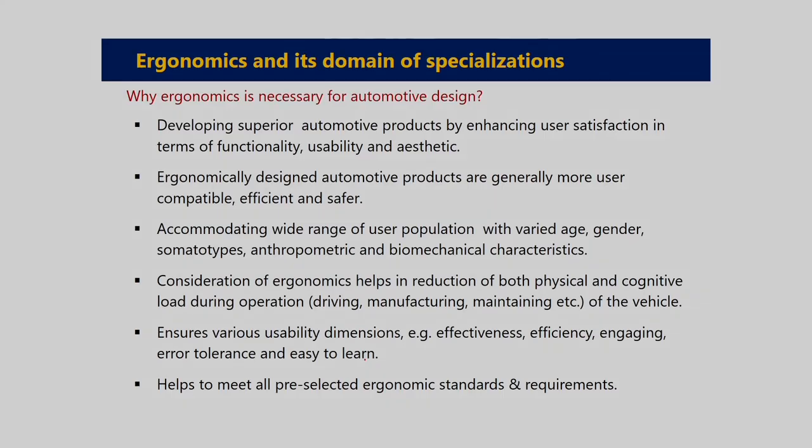Consideration of ergonomics helps in reduction of both physical and cognitive load during operation. So, a vehicle should be designed in such a way that while the operator, any user, is using that vehicle or automotive product, his cognitive as well as physical load for operating that vehicle should be as low as possible. Next, ensure various usability dimensions like effectiveness, efficiency, engaging, error tolerance and easy to learn. This has to be ensured. Then, it helps to meet all pre-selected ergonomic standards and requirements. If we consider ergonomic design principles in the automotive design process, then what will happen? Obviously, it will help to meet the pre-selected ergonomic standards and requirements.